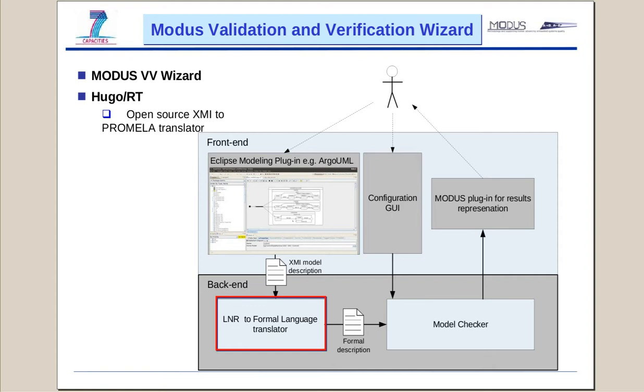With XMI file at hand, we are ready to perform the translation of the UML model into the formal model representation in Promela language. This will be done using MODUS verification and validation wizard that utilizes HugoRT, an open source translator of UML models to Promela models.